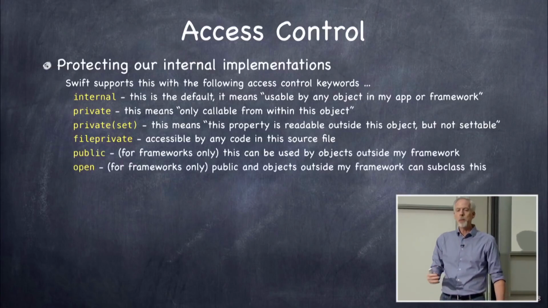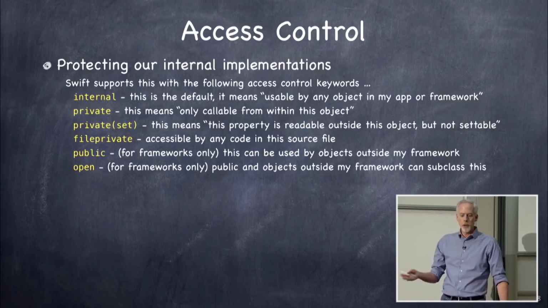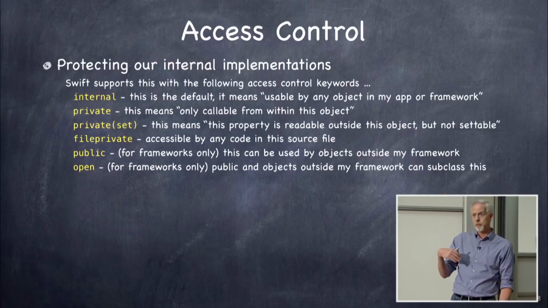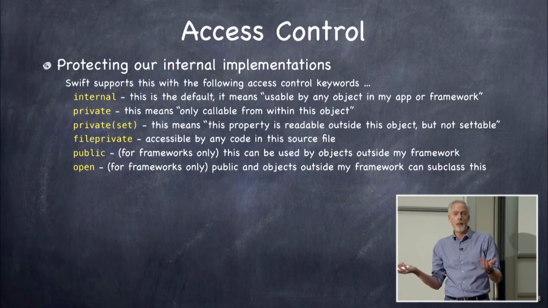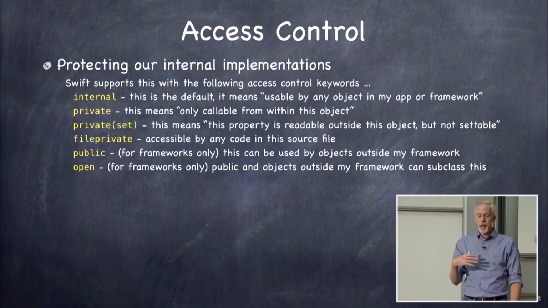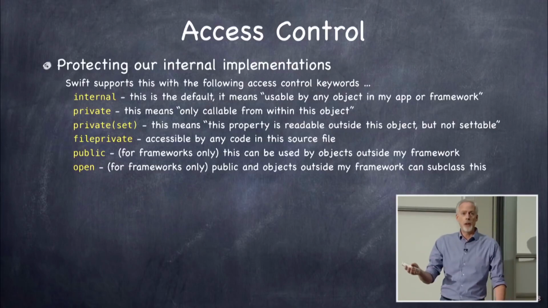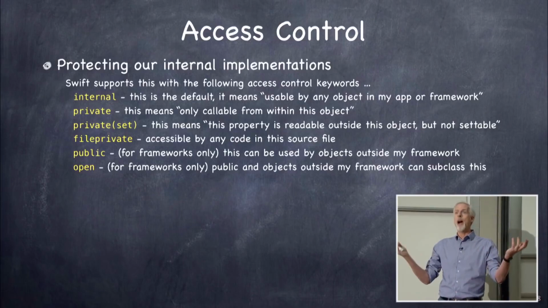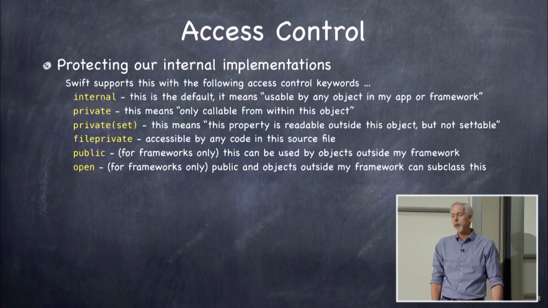Okay, the other ones are public and open. Those are for framework writers. Public means that people outside the framework can call it, okay? Doesn't make sense for outside your app. That would never happen. So outside your framework. And open means not only can people outside your framework call it, but they could subclass that class, override your methods, all that stuff. So open is like wide open, okay? We don't care about that because we're not doing frameworks.